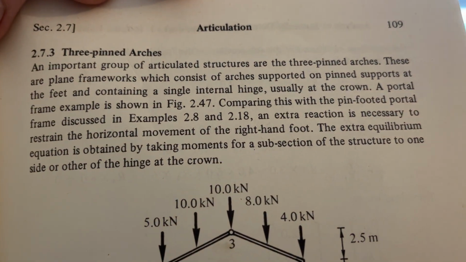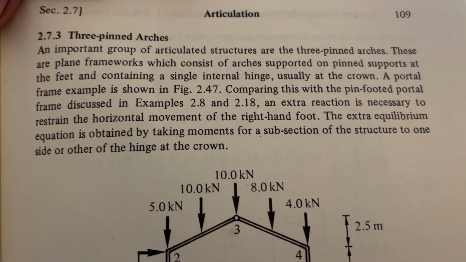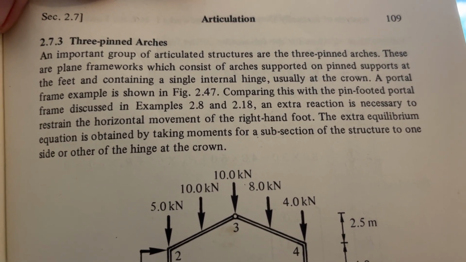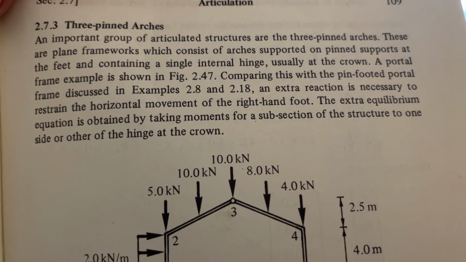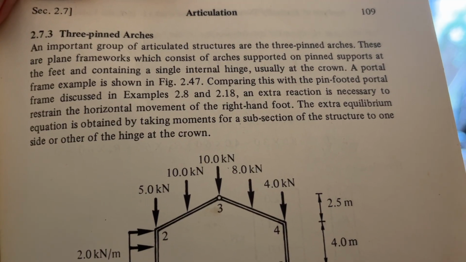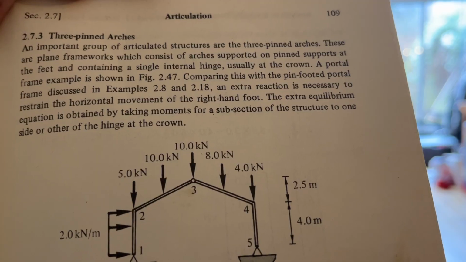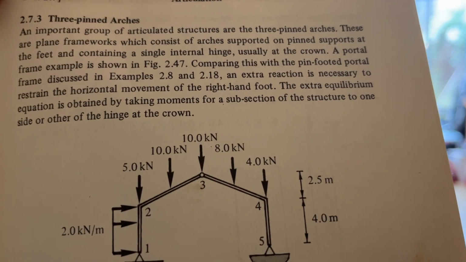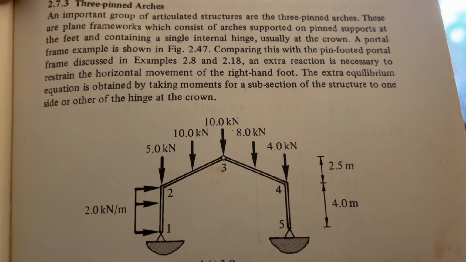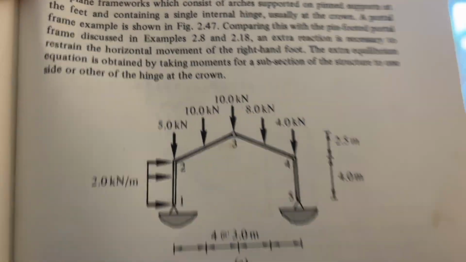These are plane frameworks which consist of arches supported on pin supports at the feet and containing a single internal hinge, usually at the crown. A portal frame example is shown in figure 2.47. Comparing this with the pin-fitted portal frame discussed in examples 2.8 and 2.18, an extra reaction is necessary to restrain the horizontal movement of the right-hand foot. The extra equilibrium equation is obtained by taking moments for a subsection of the structure to one side or other of the hinge at the crown.